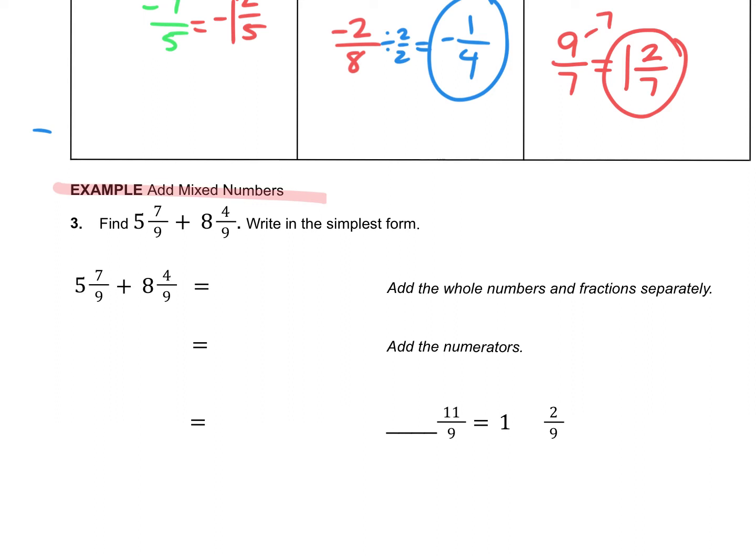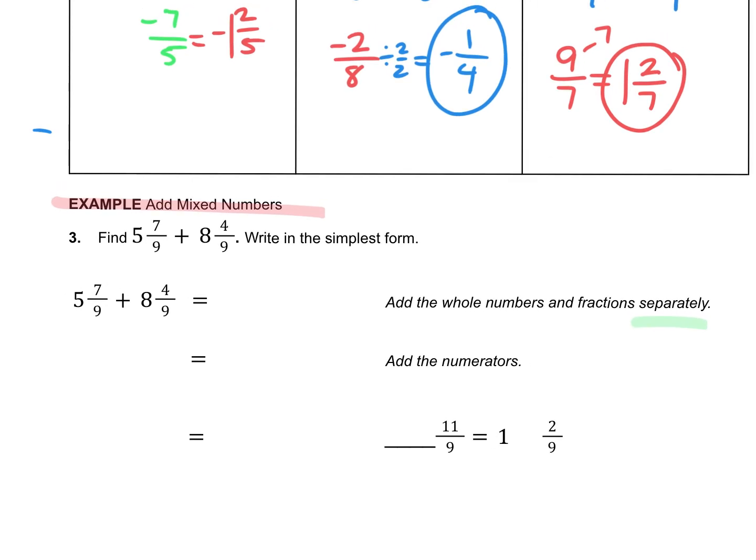What we're going to do is we're going to add the whole numbers and fractions separately. So I know that I have 5 plus 8, which is 13. Then I have my numerators. I have a 7 plus 4 as my numerators, out of that 9, so that is 11/9.